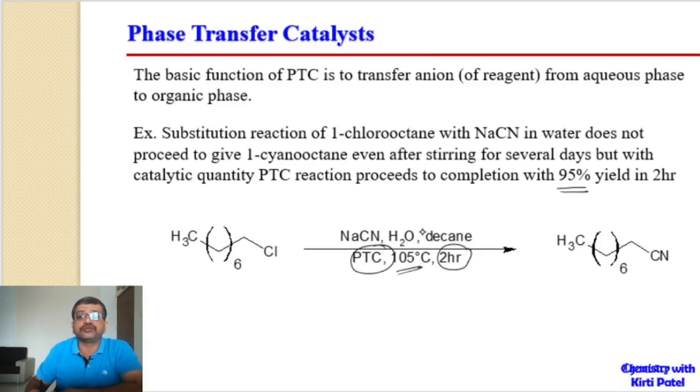So the reaction proceeds very rapidly, the reaction goes to completion, and we get the product in ample amount. These phase transfer catalysts are the ones which we use in such a way that they bring one of the ions from one phase to another phase. So when they bring one of the reagents or reactants from one phase to another phase, we call it a phase transfer catalyst.